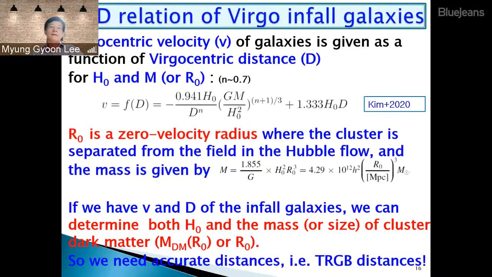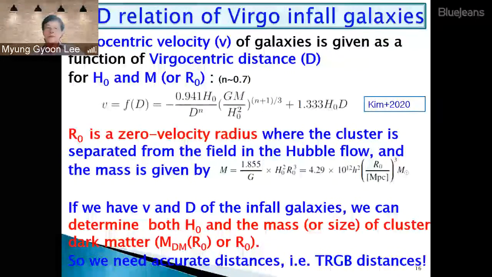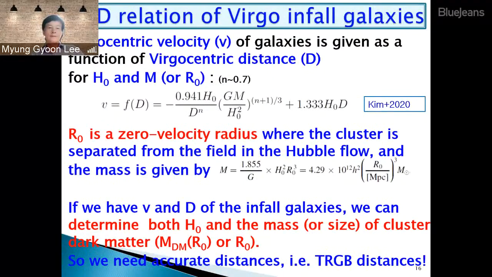Here, R_0 is a zero-velocity radius where the cluster is separated from the Hubble flow, and the mass is given as a function of R_0 and H_0. So if we have the velocity and distance of the infalling galaxies around galaxy clusters, we can determine both the value of H_0 and the mass of the cluster. So for this, we need accurate distances, TRGB distances.